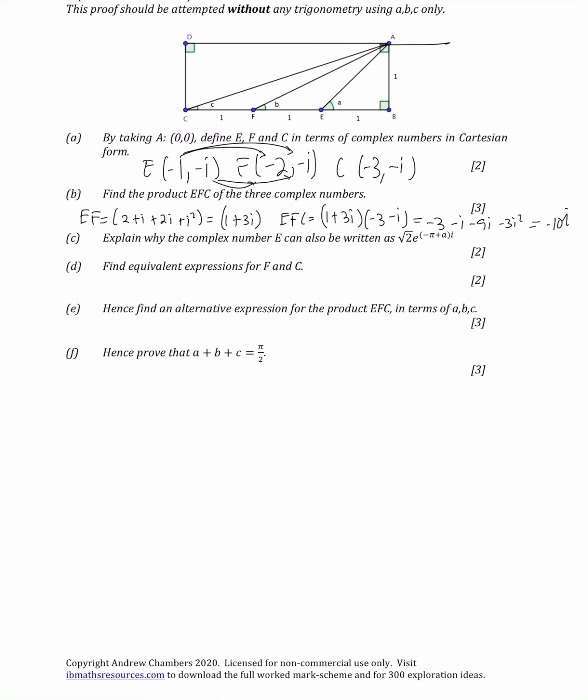Now, explain why the complex number E can be written as root 2 e to the i times minus pi plus A. Here it's useful to remember that we've already seen that the size of AE right here, which is kind of the magnitude of the vector that we could describe this number, is root 2. If you're not too sure, we can look at that again. The sine of A is equal to 1 over root 2. Therefore, A is equal to pi over 4.